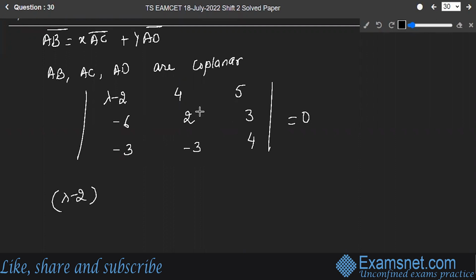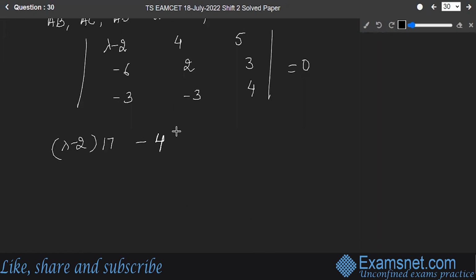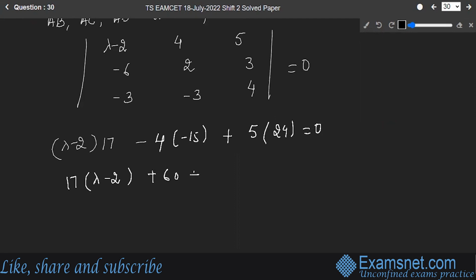So this is lambda minus 2. 8 plus 9, this will be 17 plus, not plus, sorry, minus 4. Minus 24 plus 9 will give me minus 15 plus 5 into minus 18 plus 6, 24 is equal to 0. So lambda minus 2 into 17 plus 60 plus 120 is equal to 0, which gives you lambda is equal to minus 180 upon 17, plus 2. Okay, this is the value of lambda.